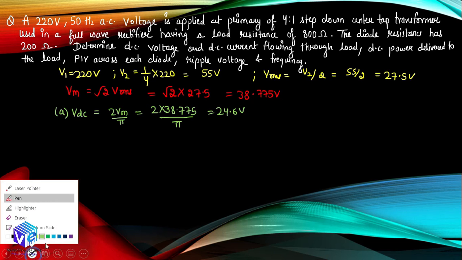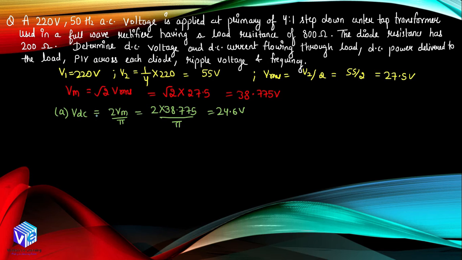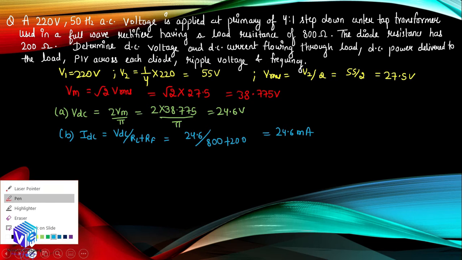After that, the second part asks us to find out IDC. So IDC will be equal to VDC upon RL plus RF. VDC we have found out to be equal to 24.6. RL is 800, and RF is 200. So 800 plus 200, and now we will be having 24.6 upon 1000, which is 24.6 milliampere. When we have 1000 in the denominator, it will be 10 raised to power minus 3, which represents a milliampere, right?